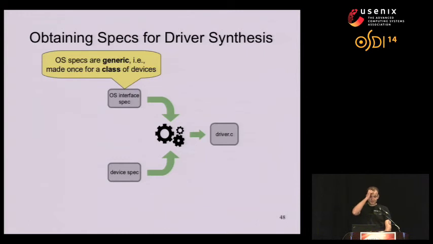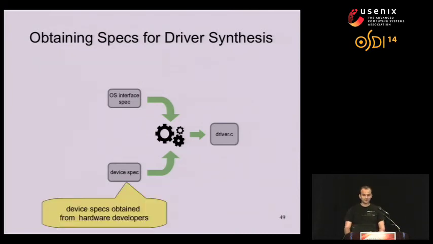So first, let's talk about the OS specs. It turns out that the specs are largely generic, right? Because a class of drivers has to implement a common interface with the OS. Now, having said that, every device has additional features, which are not part of the generic spec, but these features tend to be extensions of the generic spec. So by writing one generic spec for a class of devices and for the OS, we can then reuse them with small changes for multiple drivers. Of course, we cannot do this with the device spec because by definition they are device-specific.